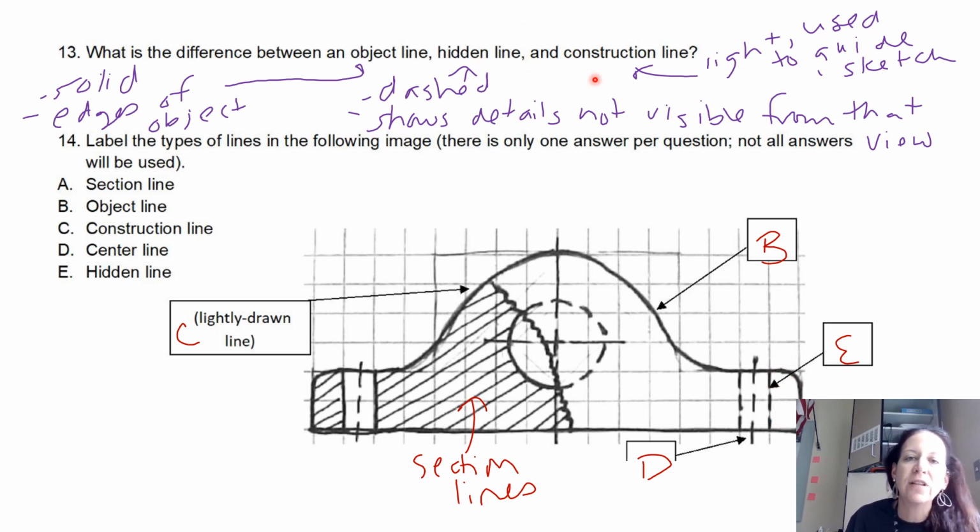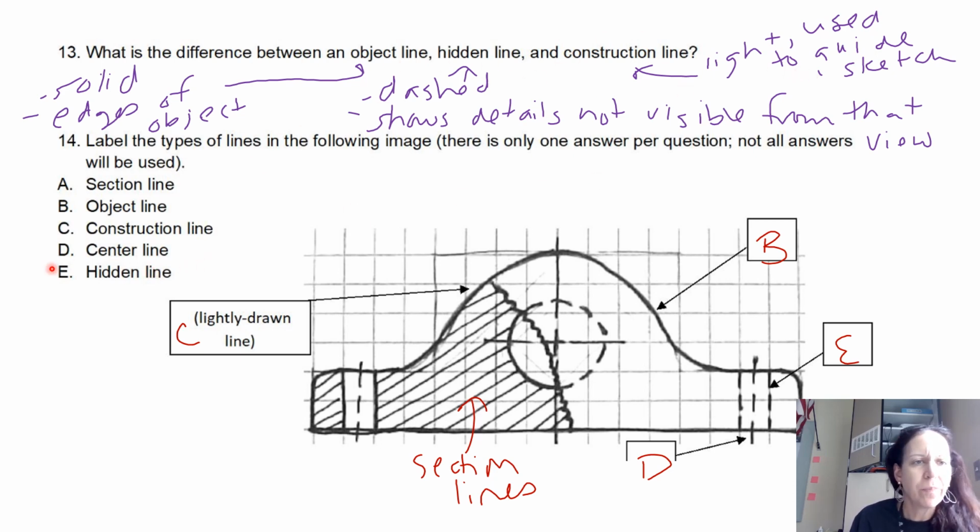A construction line is very lightly drawn, and it's used to guide your sketch, but it's not actually part of the sketch itself. That would be this. I don't actually know what this arrow is pointing to because I don't see anything. Maybe they meant this line here. I don't know. But those are the 3 lines there.